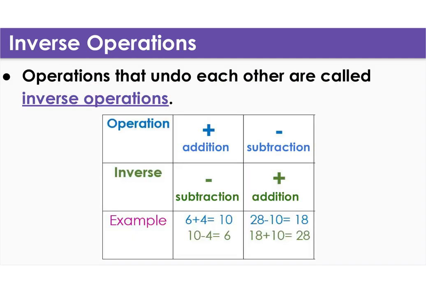So, inverse operations. We have an operation. Let's look at addition. Look straight down the addition. The inverse is subtraction. That means to undo the addition, we would subtract. For instance, with numbers, 6 plus 4 equals 10, and 10 minus 4 equals 6. Move over to subtraction. The inverse of subtraction is addition, and the example at the bottom is 28 minus 10 equals 18, so that means 18 plus 10 equals 28.